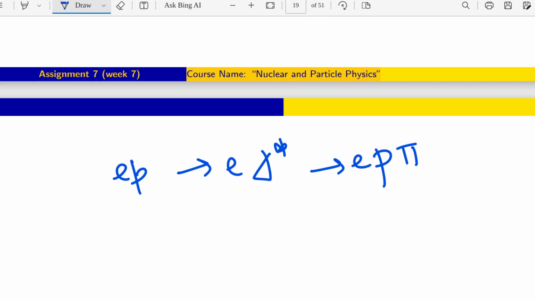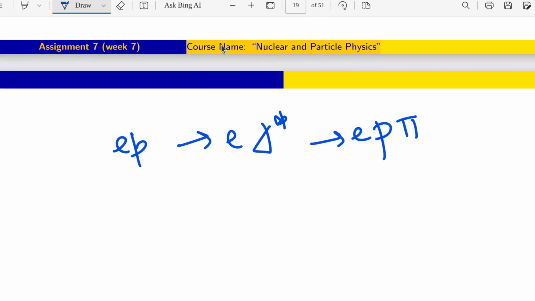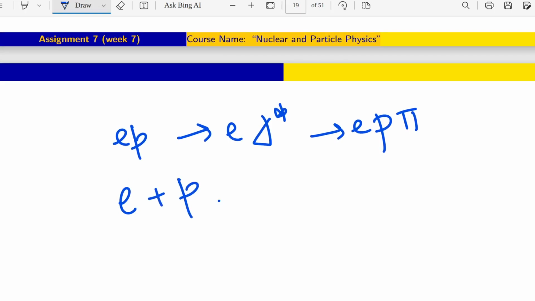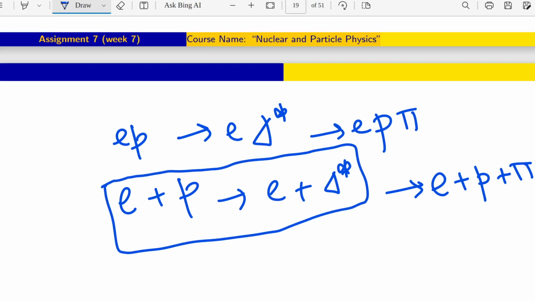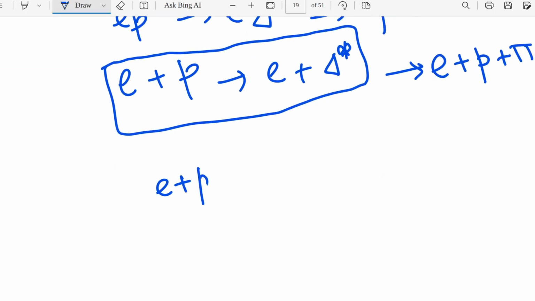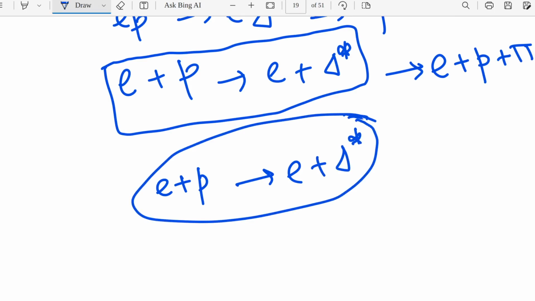In that expression, I am just going to write it like that so that it will be understandable clearly: e plus p plus pi. So let's focus on this one at first. You can see here e plus p going to e plus delta star. This type of expression can be possible only under which condition? The first one was an electron, the outgoing particle is also an electron, but the main problem is that here it is proton and here it is delta plus. So how can it be possible?